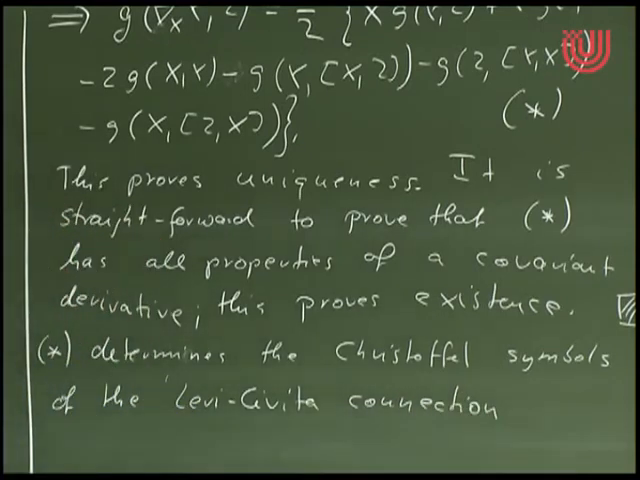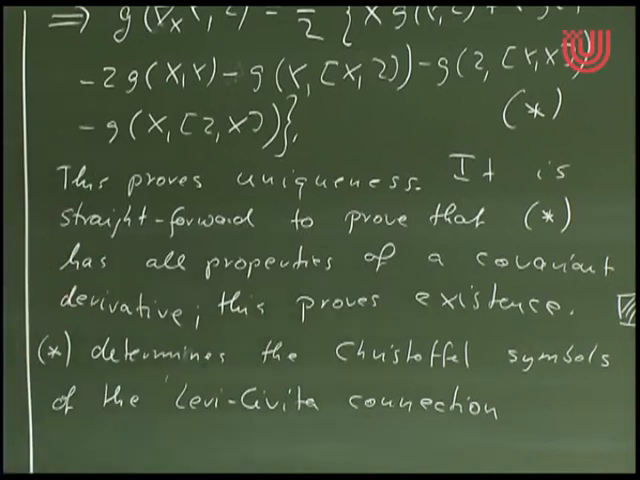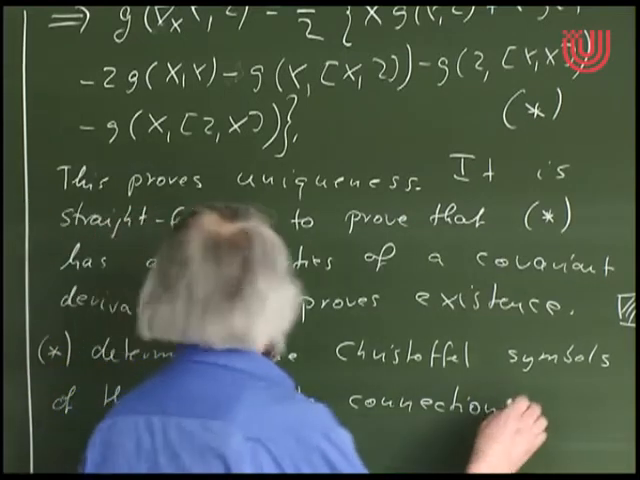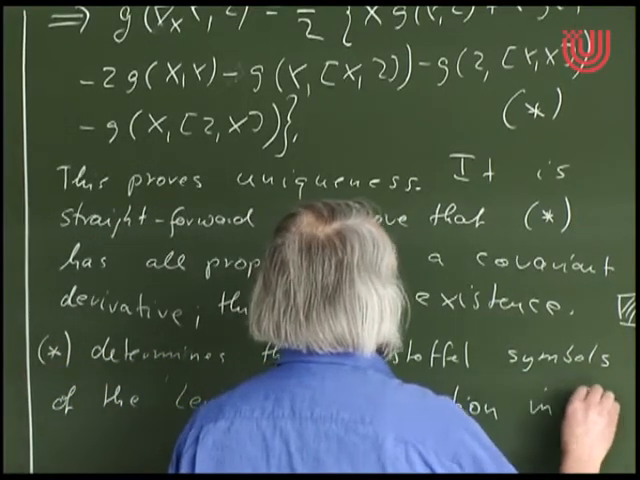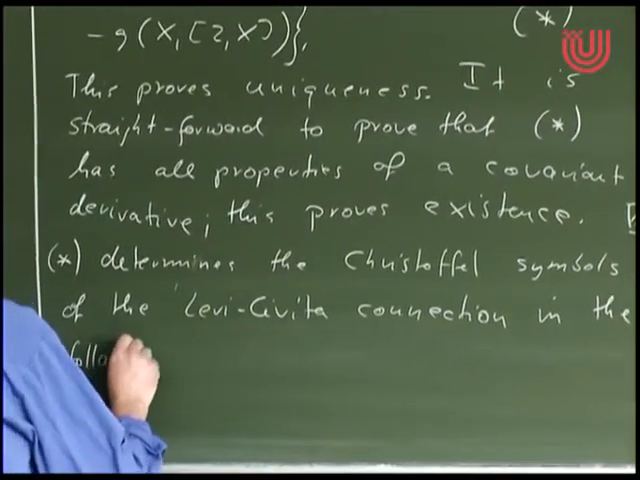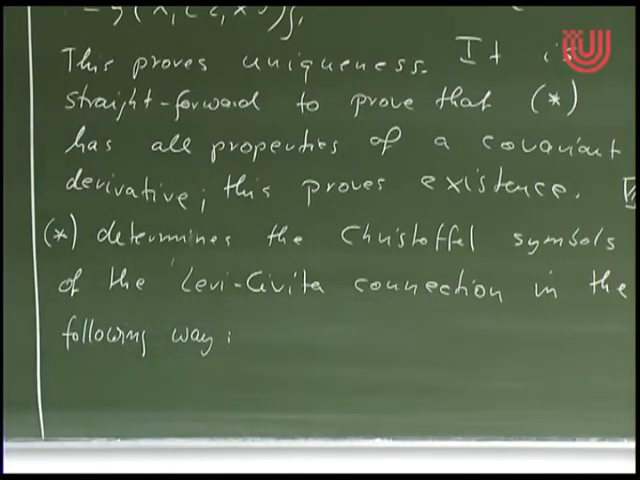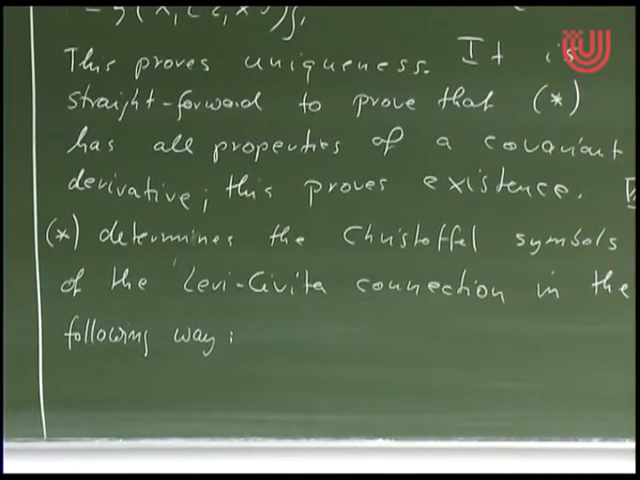And we will derive this equation because it's actually a very important equation. When you calculate the Christoffel symbols of the Levi-Civita connection, you will always use this equation and not some other property of connection coefficients of Christoffel symbols in the following way. So all I have to do is I have to choose for x, y, z basis vectors in a coordinate basis.